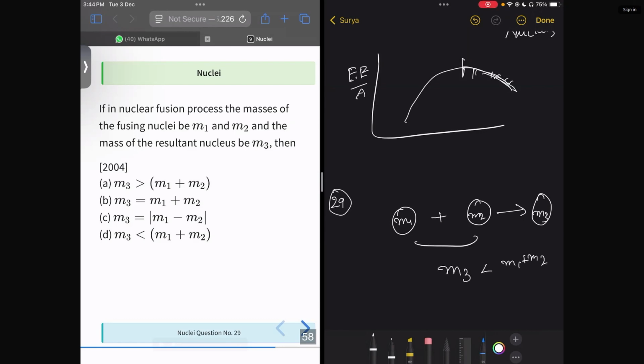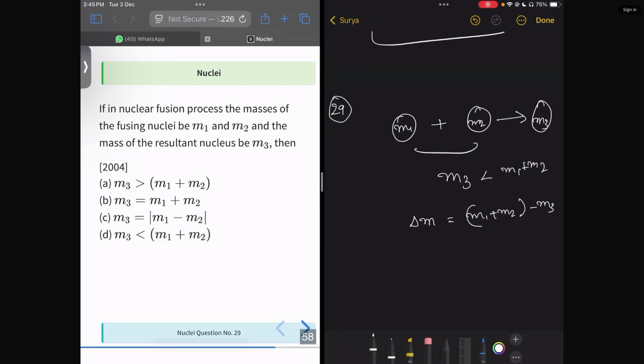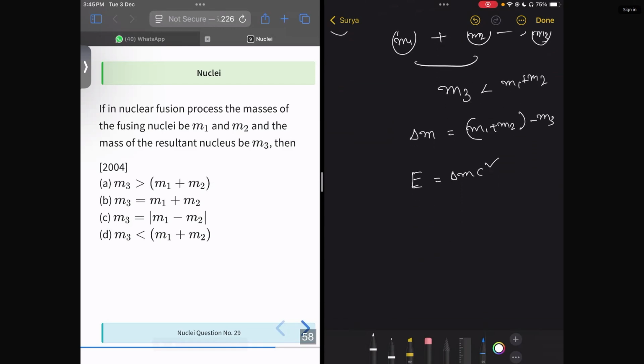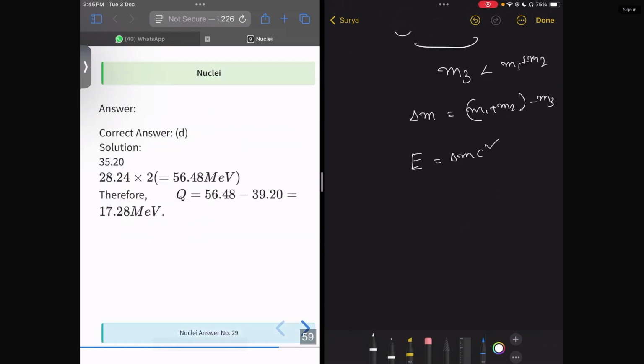So there will be a delta M, which is M1 plus M2 minus M3. The energy released is equal to delta M C square. So option D is the right answer. The mass defect is converted into energy, making the process exothermic, so energy will be released. So next question.